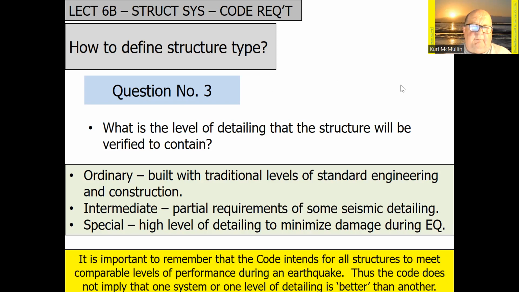Now, it's important to keep in mind that the code is not saying one system is better or worse than the other. The code is essentially working with the idea that you can use any of these systems and get good performance in a future earthquake, but you need to follow the rules according to the system you're using.